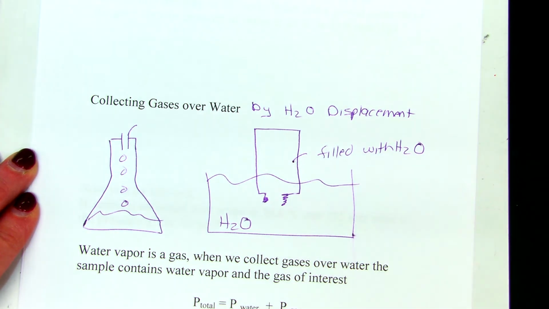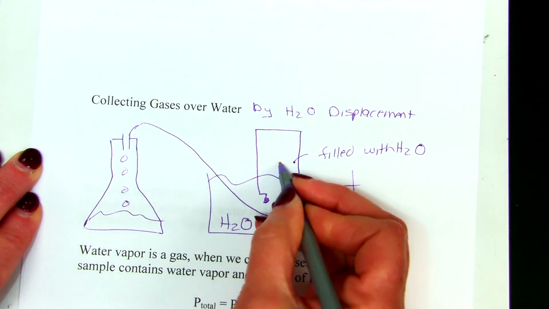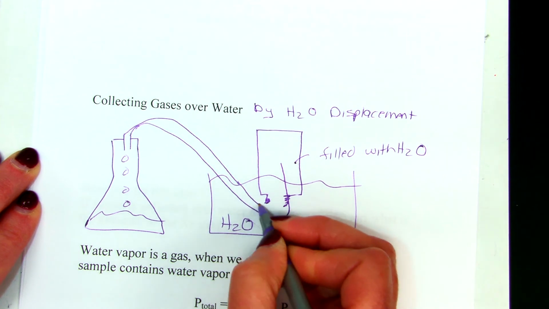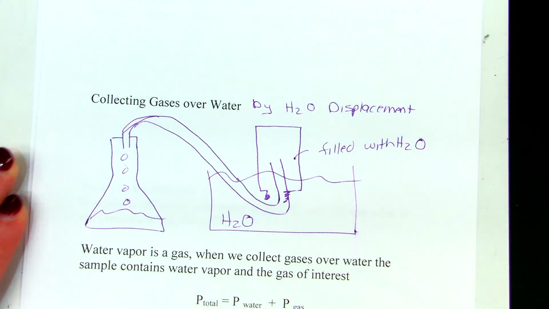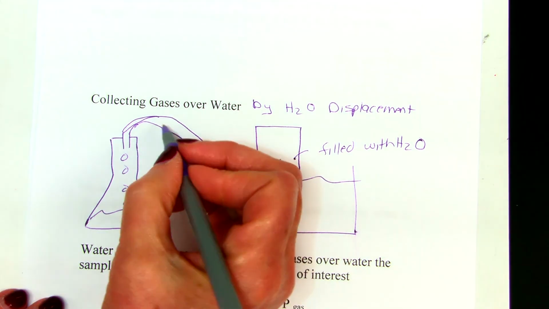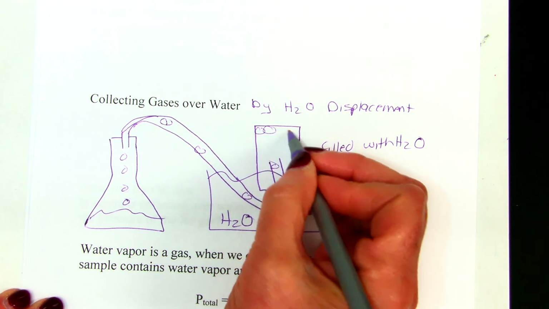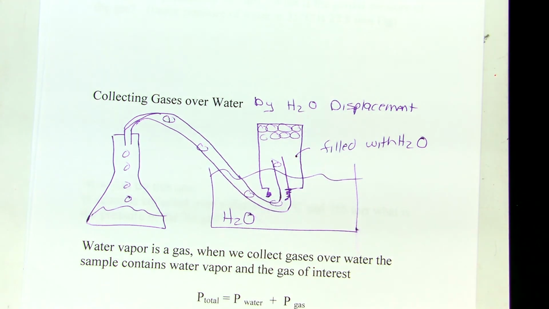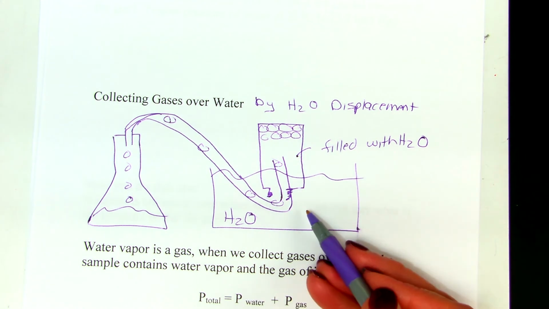Now we take the apparatus and we connect some tubing so that as the gas is produced, well, this tubing is usually more uniform in diameter than what I've drawn here. As the gas is produced, it comes through this tubing and it bubbles up and starts collecting the gas bubbles up here, and it displaces the water. And the water that was originally in the gas collecting bottle goes down into the bucket.